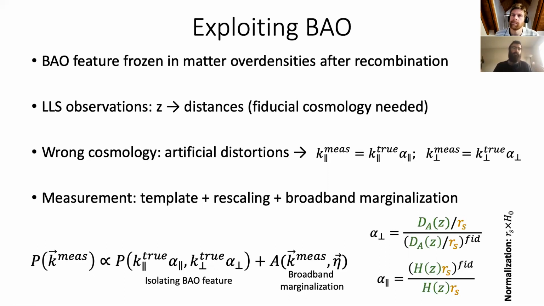Okay. However, here you are assuming a fixed template and only distorting it a bit. And if you have assumed, for example, a wrong spectral index for the tilt of the power spectrum in your template, you will never fit your observed clustering perfectly. And this is why you also need to marginalize over the broadband of the clustering, to account for the fact that you may have some other differences in your template with respect to reality, but this is not related to the BAO scale. So you marginalize over them. Okay.